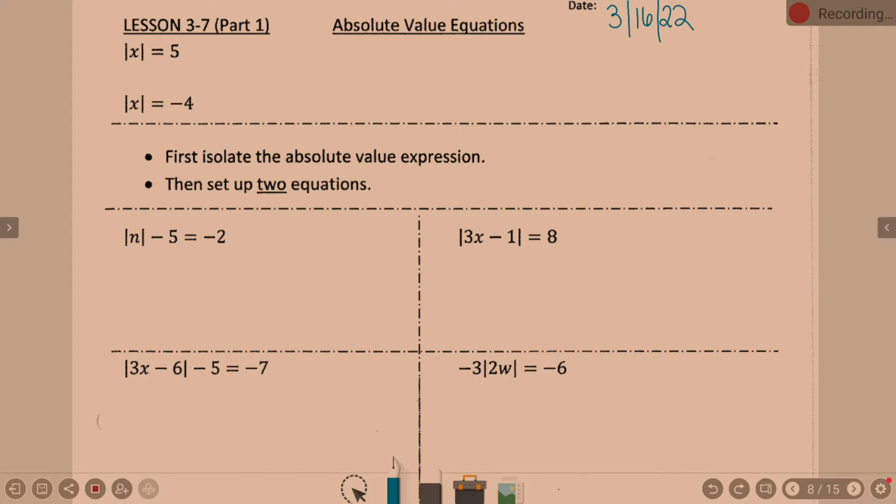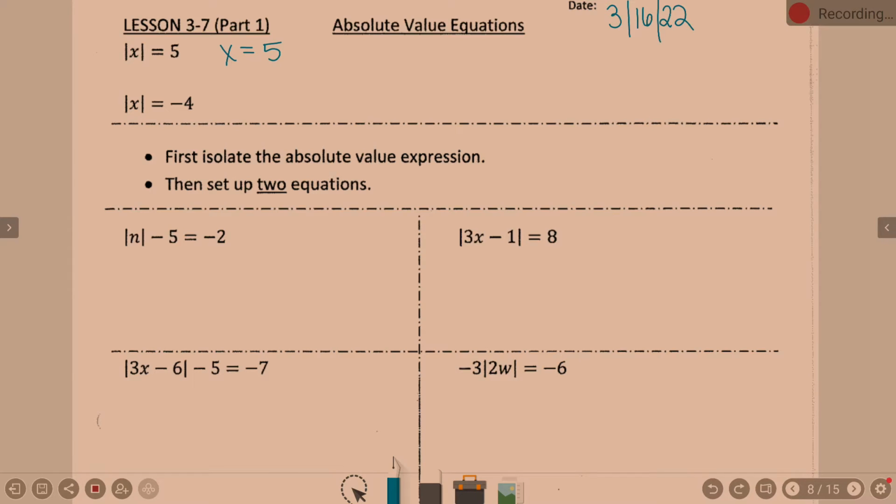These bars represent absolute value, right? And officially, the definition of absolute value is the distance from 0. Okay? The distance from 0. So tell me, how far is 5 from 0? It's 5, right?